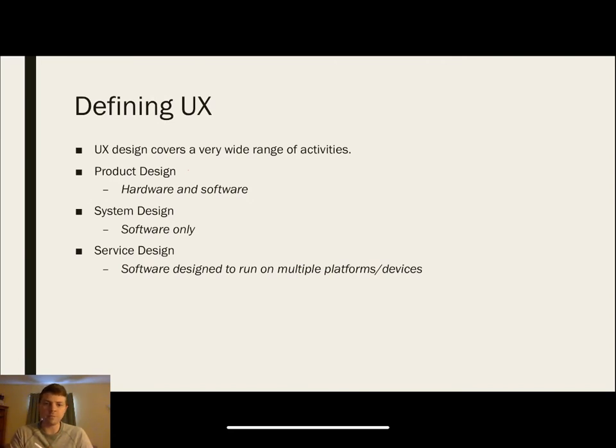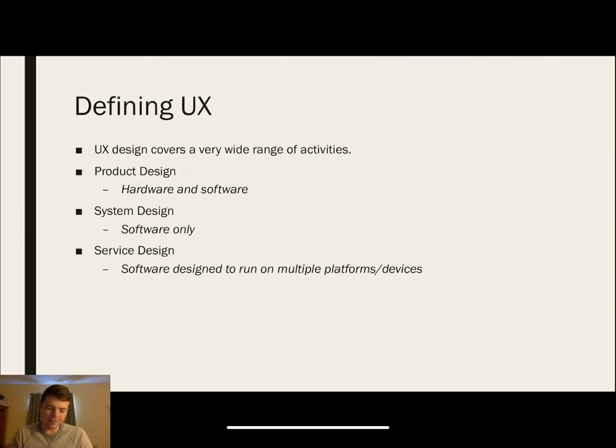We want to have good inputs so that if you're connecting different devices to it, that'd be the hardware side of things. But then the software to support that hardware needs to be able to run properly. That would be product design. System design is concerned only with the software piece to it. So this would be if we were designing just an app that might run on smartphones. That would be an example of system design.